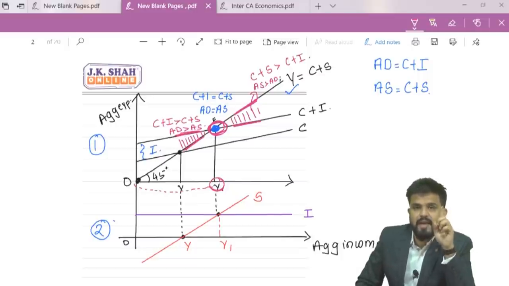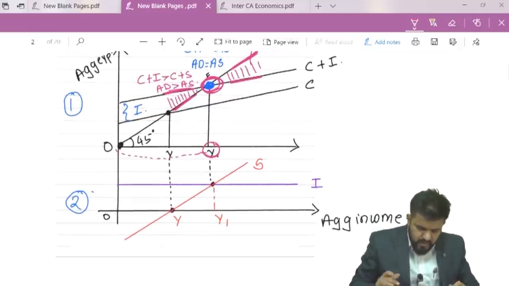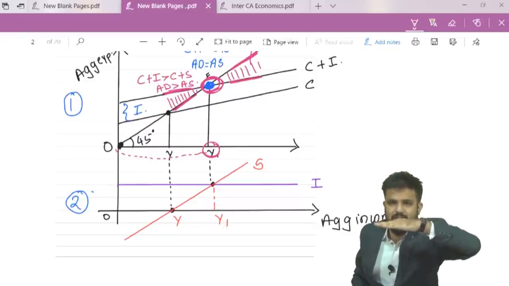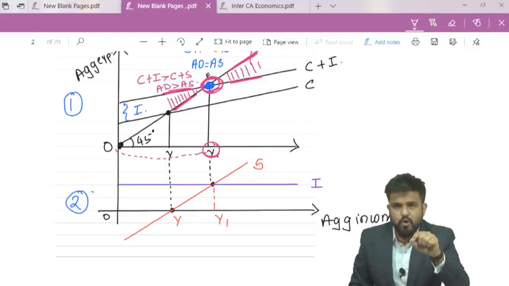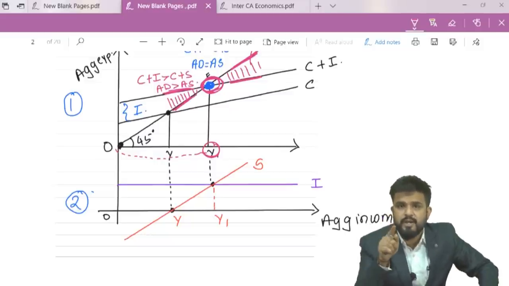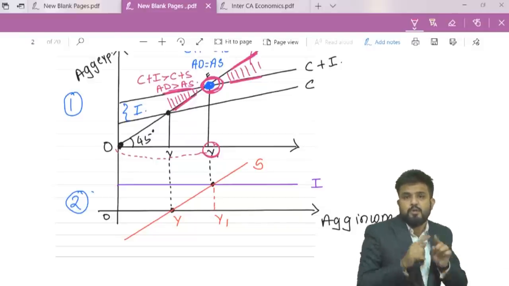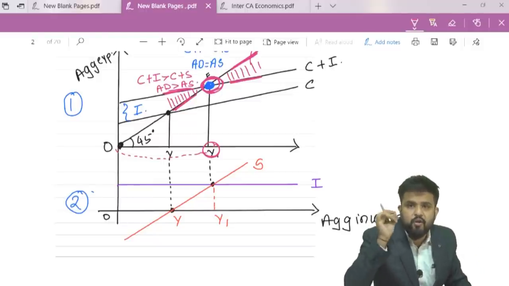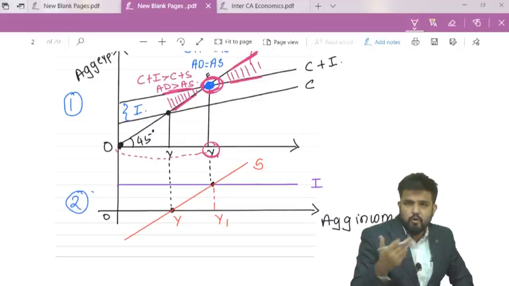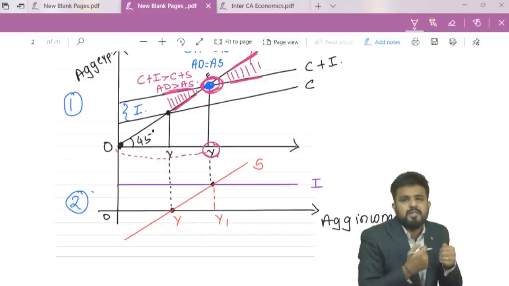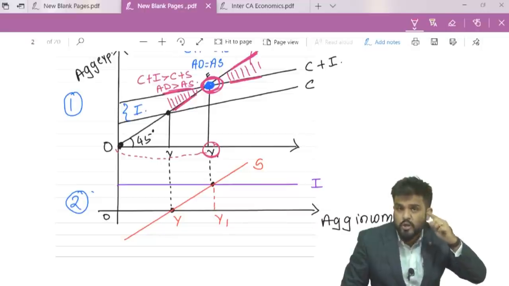So this was your panel 1. Panel A I discussed. Let's go down. Panel 2. In panel 2, you are able to see a purple color horizontal line parallel to the x-axis. That is your investment line. Investment is always autonomous. Investment is kept constant because investment is not dependent on income. Investment is dependent on rate of return. Please make a note. Investment is not dependent on income. It is dependent on rate of return, rate of interest. So where you will invest, when you will invest, how much you will invest, that depends upon the returns that instrument gives. So please remember, investment is autonomous, so it is shown as a horizontal line, not starting from the origin.